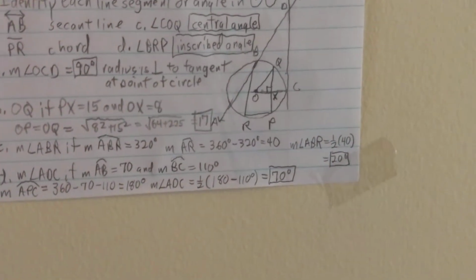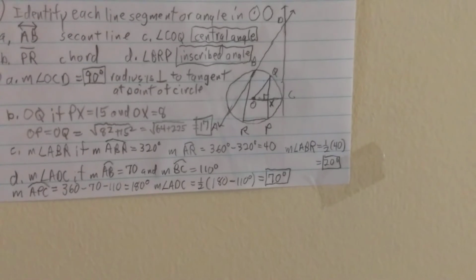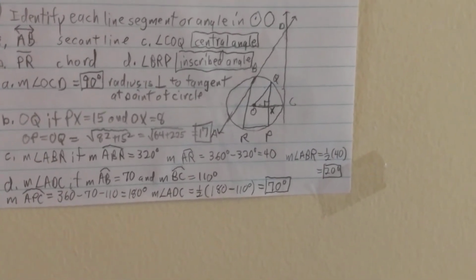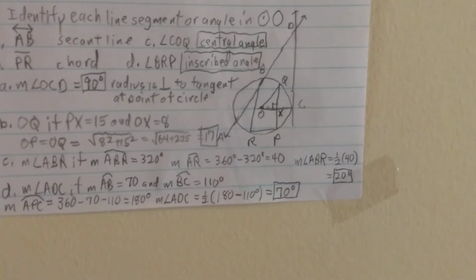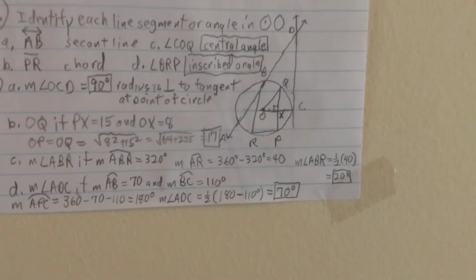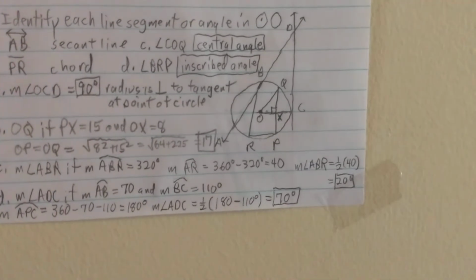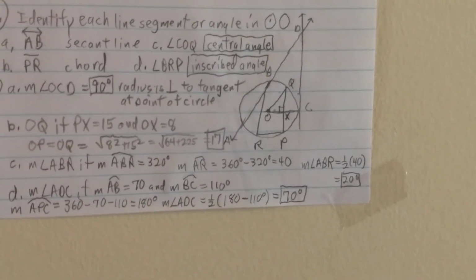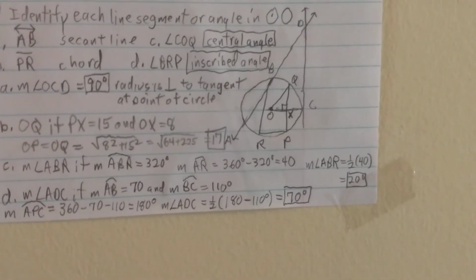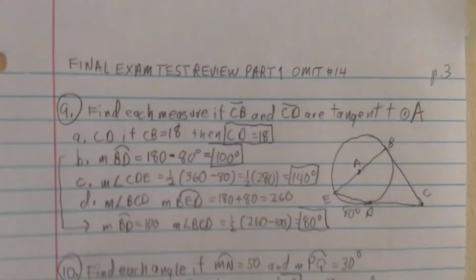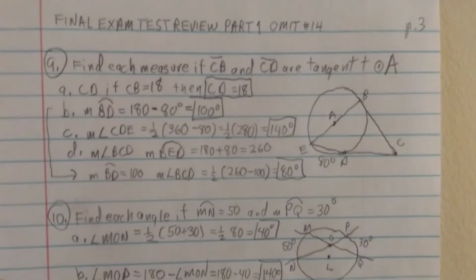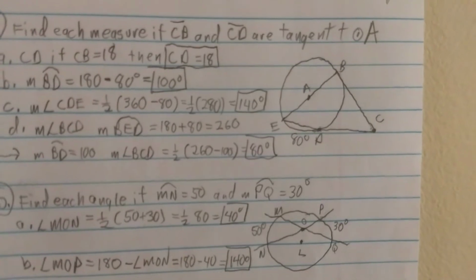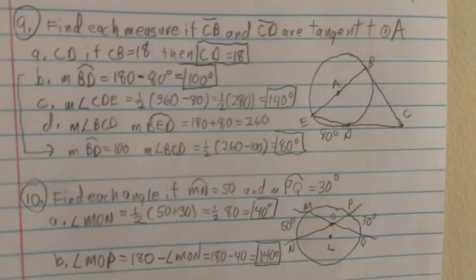Therefore the measure of ADC, now ADC is going all the way up there to the top where the tangent line meets the secant line. So ADC is equal to 1/2 of 180 minus 110, or 70. Now on problem 9, find each measure if CB and CD are tangent to the circle A.